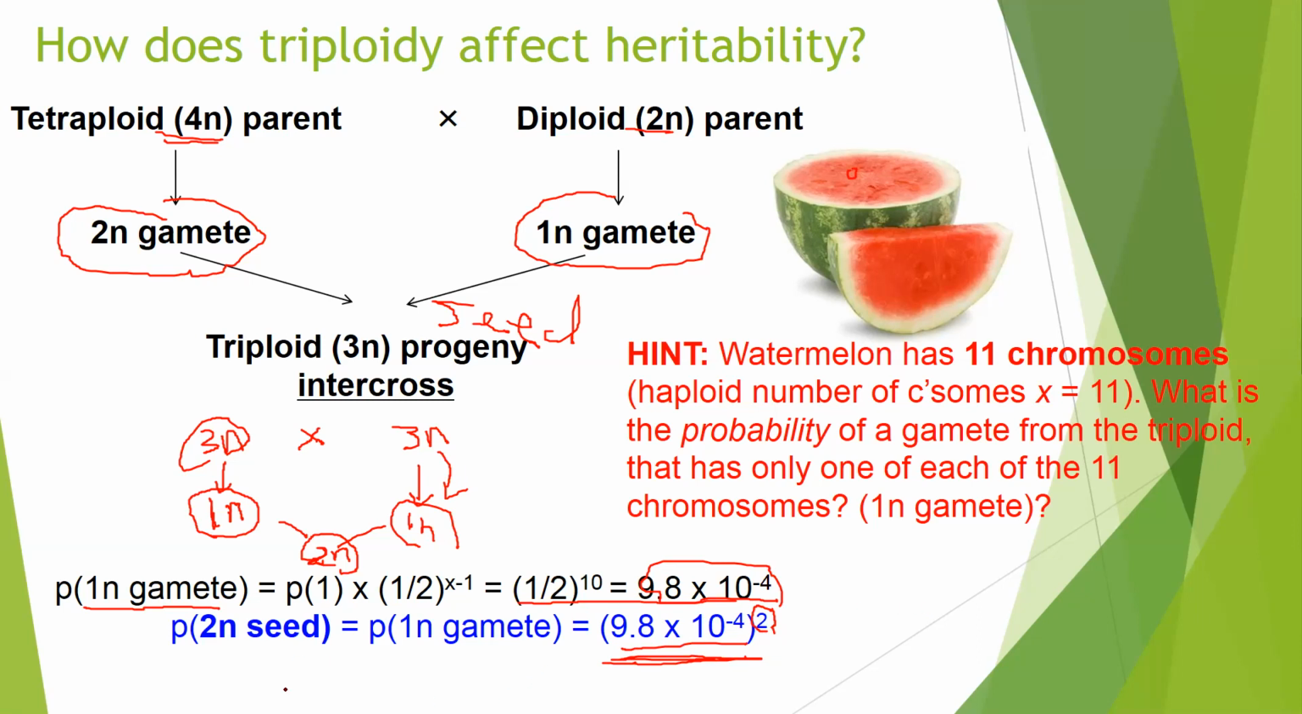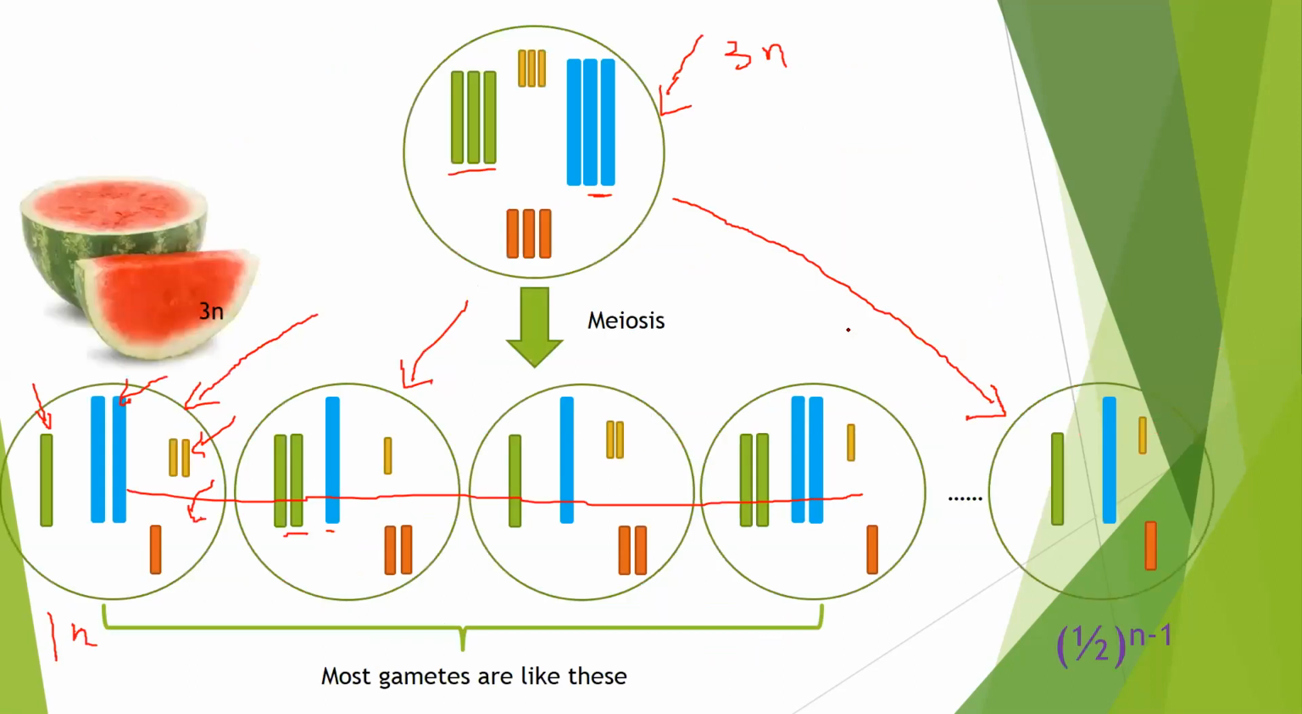So if we cross a 3N watermelon with another 3N watermelon, we usually get the watermelon without seeds. So this is a good feature for customers. All right. So I hope this is clear.